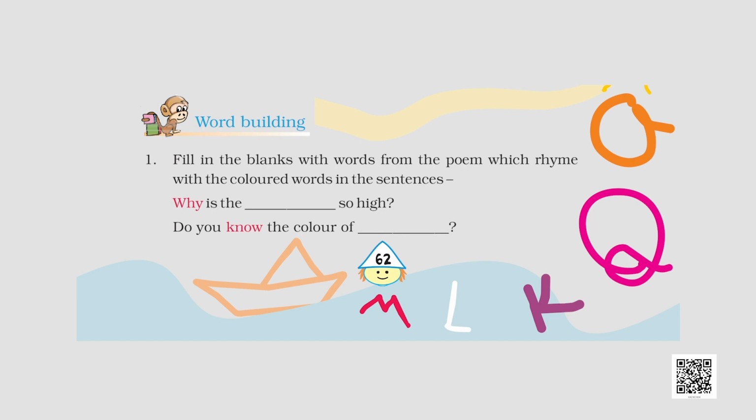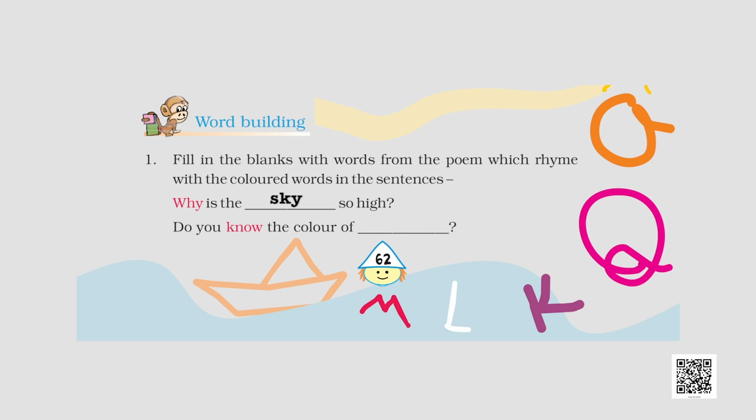Can you try them? Let us look at the first one. Why is the dash so high? So, in the blank there, you have to have a word from the poem which rhymes with the word why. Just try it. Yes, of course, the word is sky. So, why is the sky so high?